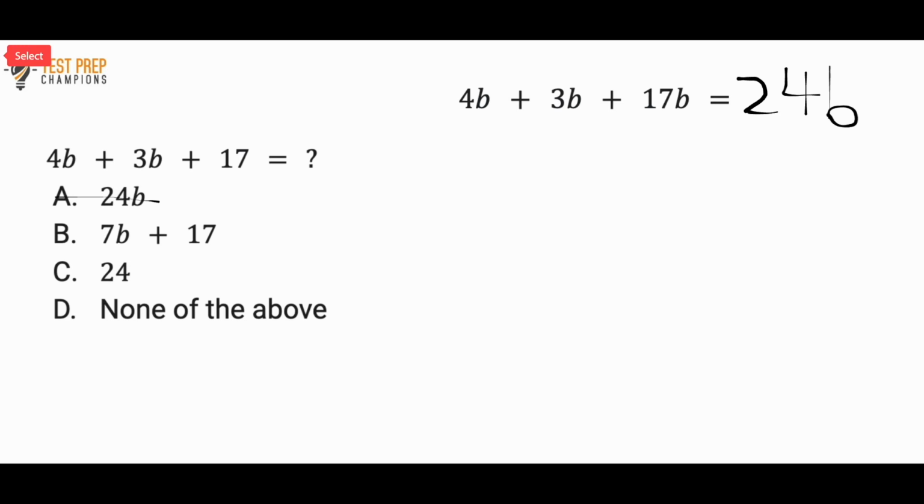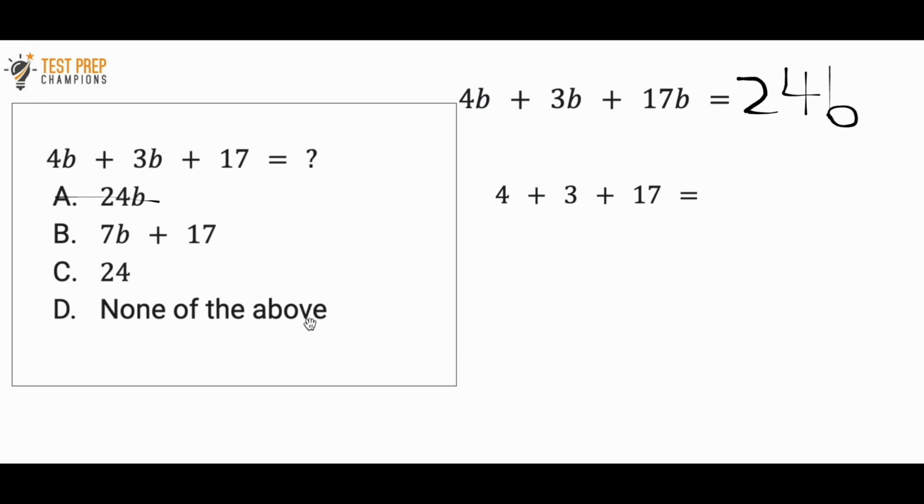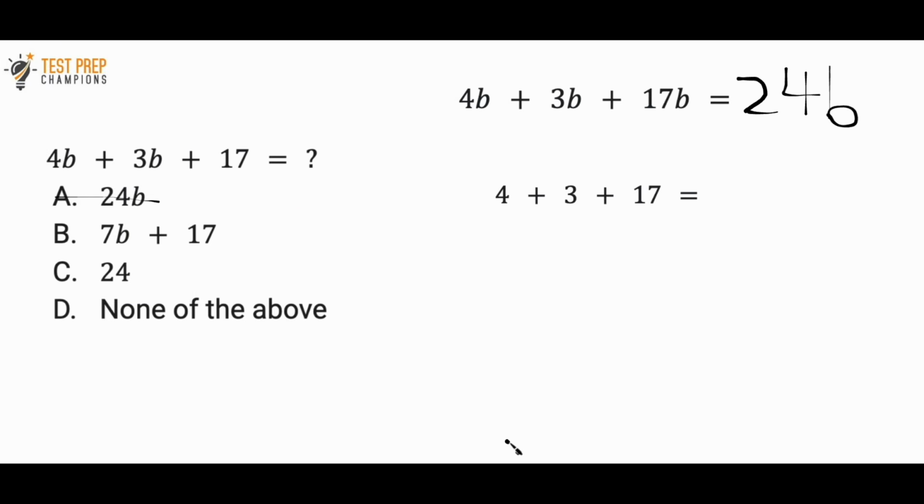Now, what if we just had 4 plus 3 plus 17, and none of the numbers had b's with them? Well, if this was the case, all we would do is add them up, 4 plus 3 plus 17, which is 24, and C would be the correct answer. But unfortunately, this isn't the case here because 4 has a b and 3 has a b. So how do we proceed here? Well, the correct way to do a question like this is to do 4 plus 3, which is 7, and bring the b along for the ride, and then you're just going to have to leave the plus 17 hanging here. So the answer would be 7b plus 17.